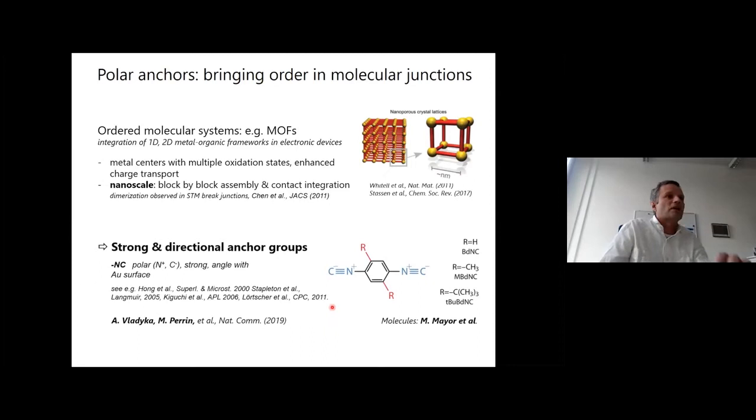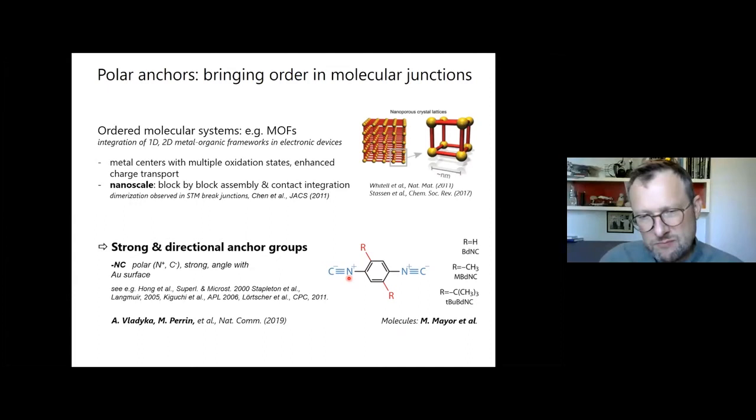In collaboration with Marcel Mayer in Basel, we decided to look at this type of molecule. It's a very simple molecule in principle: a benzene ring with some residues on both sides. And the key point here is these isocyano binding groups, which are highly polar. We heard about the importance of polarity before, I think also. By having this type of polar groups here, we had slightly different behavior.